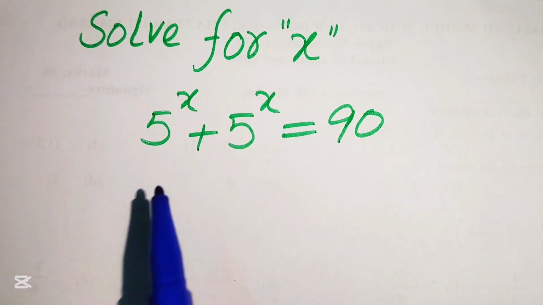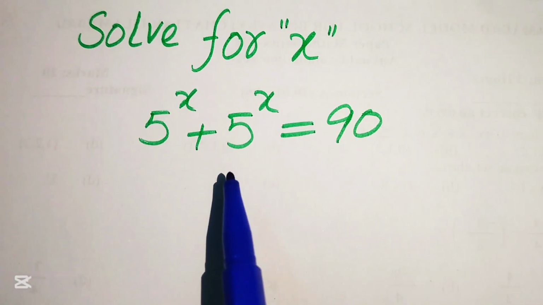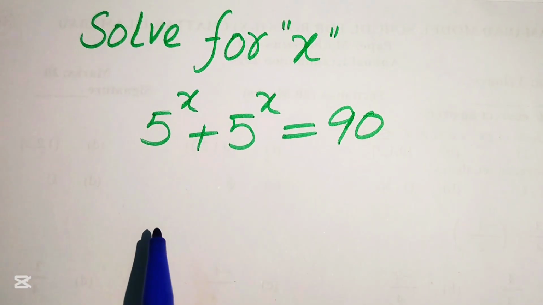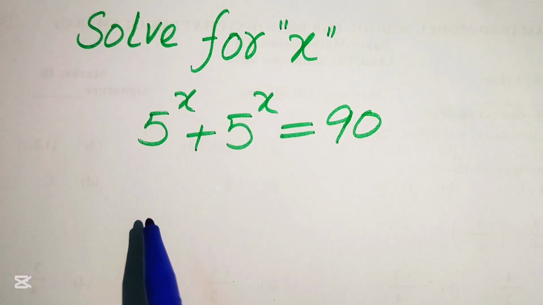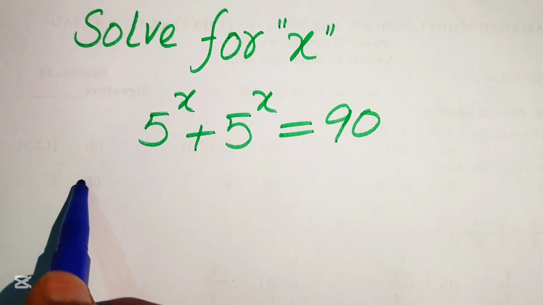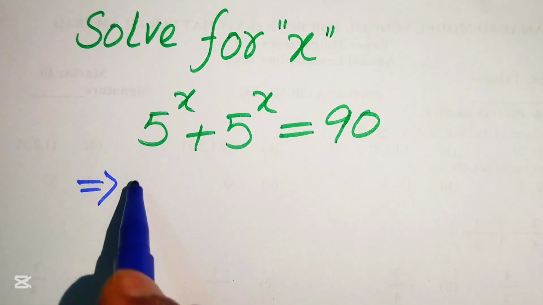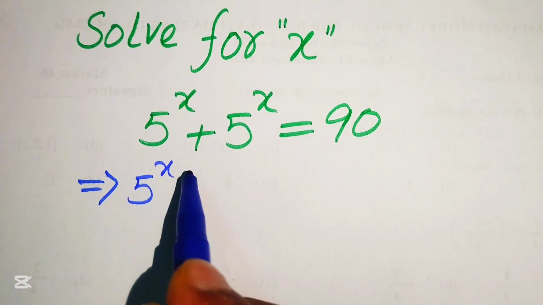So here we have 5 to the power of x plus 5 to the power of x equals 90, and we solve this problem for the values of x. So here you first focus on the left hand side, and you see we have 5 to the power of x as the common term.